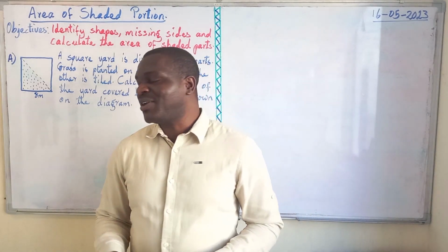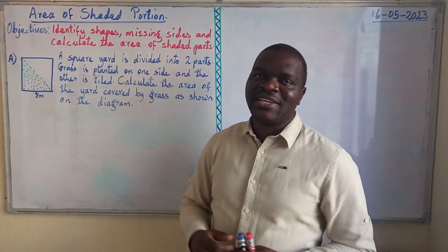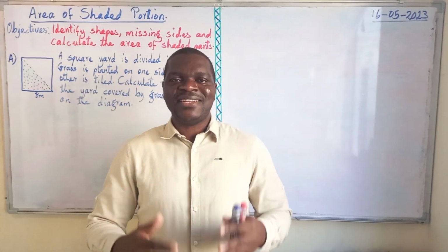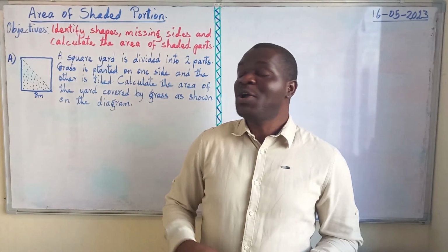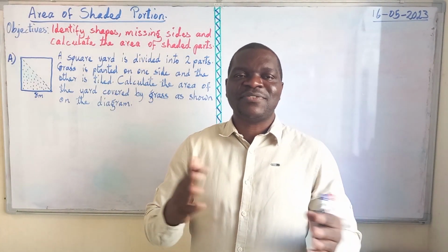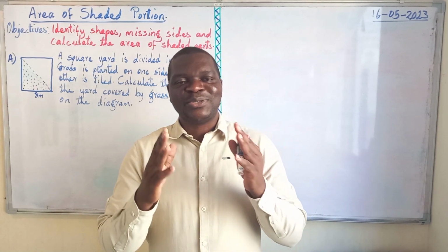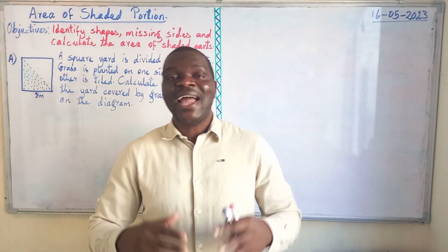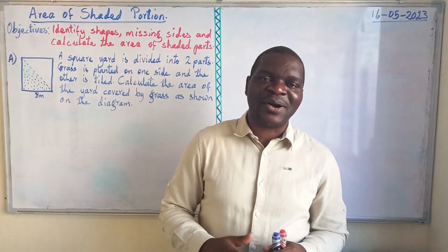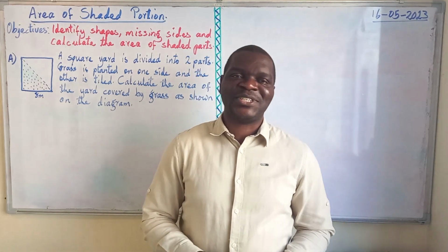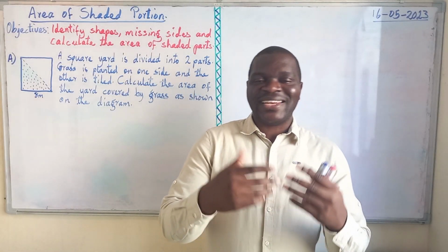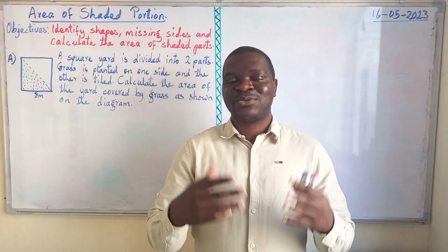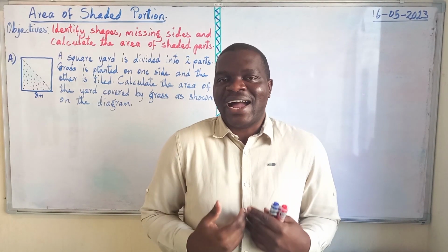In today's lesson, we are going to do area of shaded portion. For the past lessons, we have been looking at the different shapes, and in the lessons for today and next time, we are going to be looking at how these various shapes can be integrated to give you one shape. And not only that, how we can identify these various shapes and the missing sides to calculate the area of the shaded or the unshaded portion. By the end of the lesson, we should be able to identify the different shapes, the different sides that are missing, and of course, to calculate the area that we've been asked to calculate.